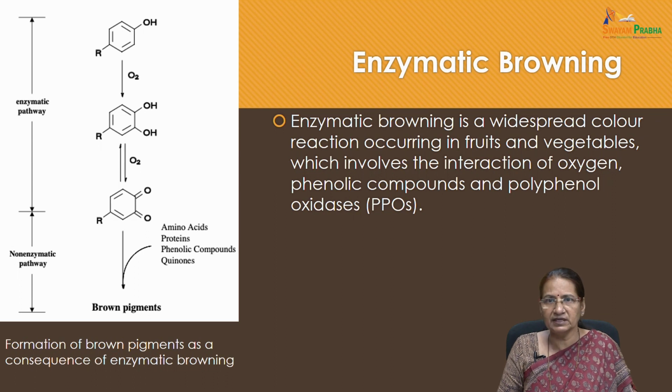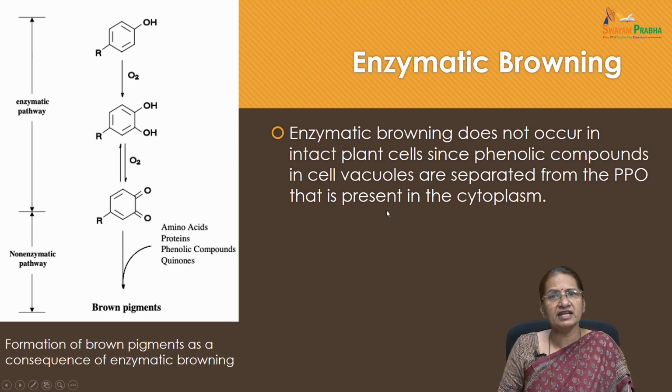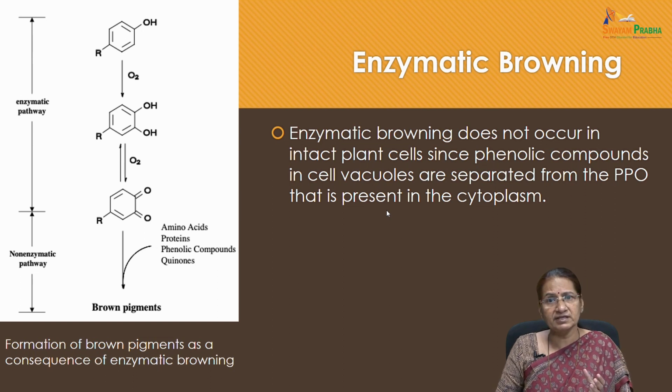Now, enzymatic browning is a widespread color reaction occurring in fruits and vegetables, which involves the interaction of oxygen, phenolic compounds, and polyphenol oxidases called PPOs. Enzymatic browning does not occur in intact plant cells since phenolic compounds in cell vacuoles are separated from the PPO that is present in the cytoplasm. So, the enzyme is in cytoplasm and the phenolic compounds are in the vacuole.